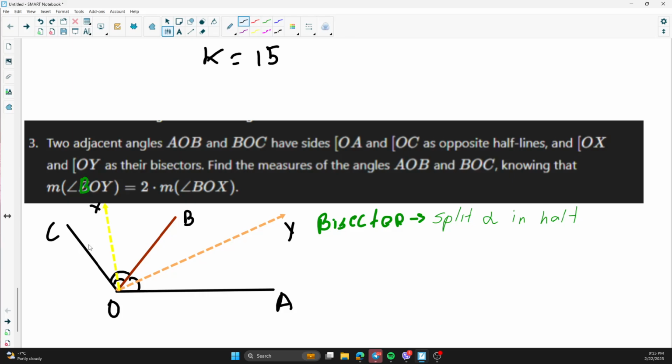Okay, we're going to write the measurement of angle BOY. But wait, is this a triangle? No, it's not. What am I thinking? So it can't be like that. I'm kind of lost, because I did the drawing wrong, and that's why.